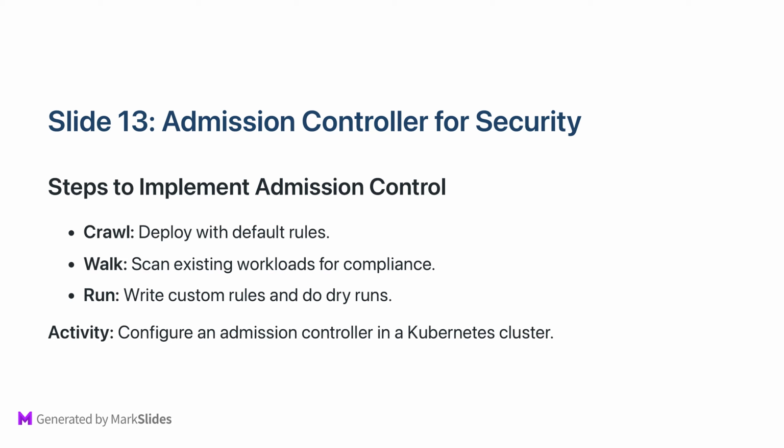Activity. Configure an admission controller in a Kubernetes cluster. As a hands-on activity, we will configure an admission controller within a Kubernetes cluster. This will provide practical experience, cementing the concepts we've discussed. We'll create both default and custom rules and perform compliance scans. By the end of this exercise, you should feel confident implementing and managing admission controls. So let's gear up for securing our Kubernetes environment through effective admission control.